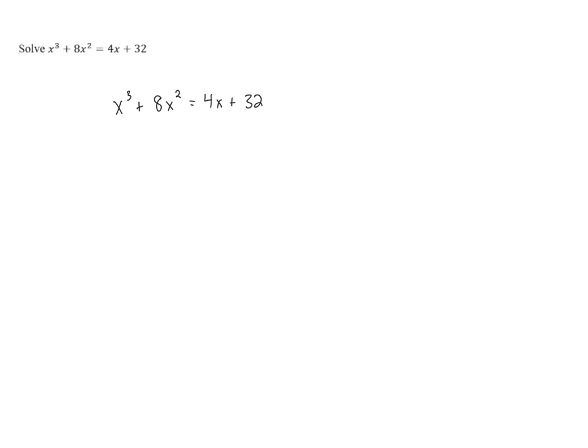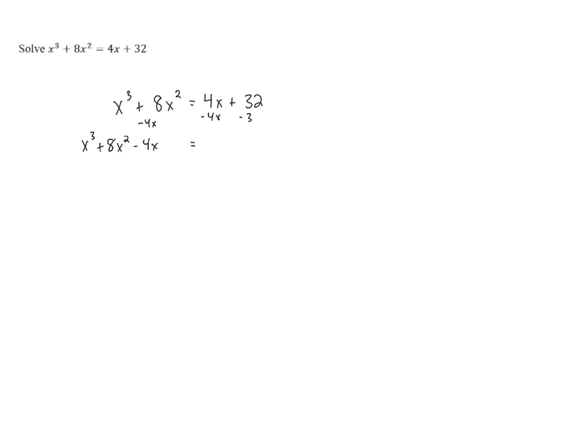The first step is going to be getting all the terms on the same side. So we need to get rid of this 4x and the 32 on the right, so we can subtract them from both sides. We're going to leave the x cubed and the 8x squared alone. But if we subtract 4x on both sides, that's going to get rid of the 4x on the right. And if we subtract 4x on the left, that's going to give us a negative 4x on the left.